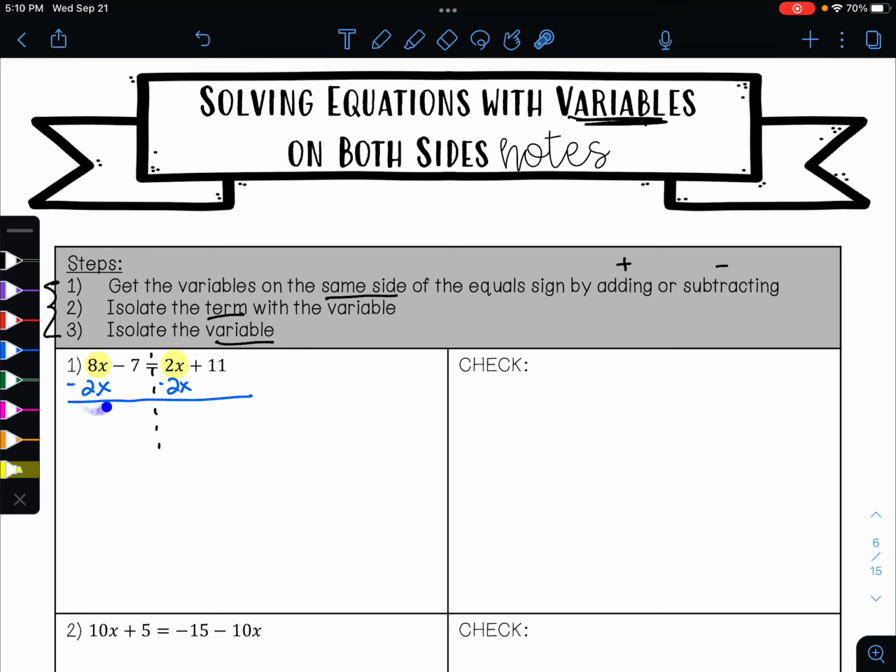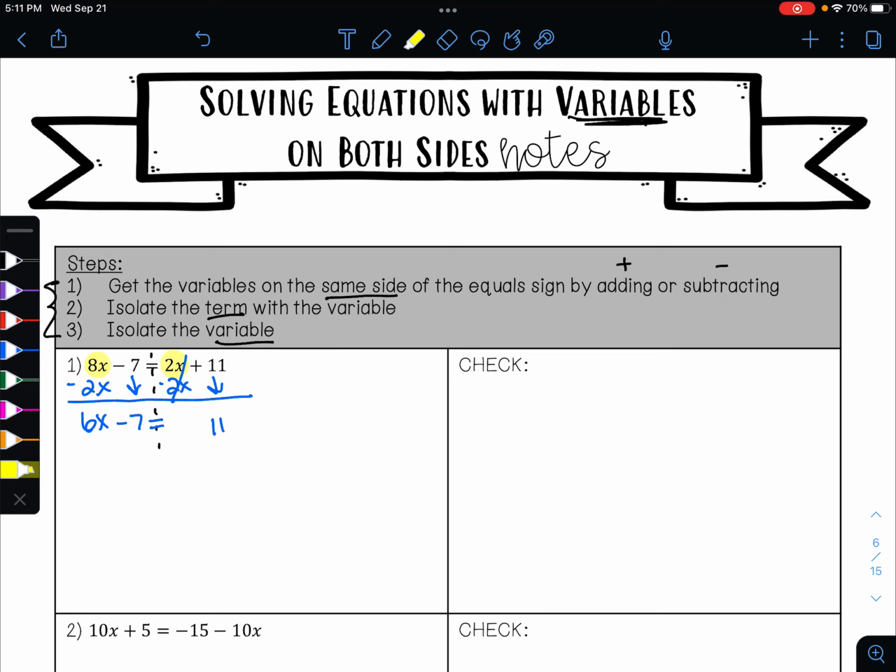Notice how I've lined up my x's because x's are like terms. Here, my 7 doesn't have a like term. My x's are lined up because those are like terms. Here, my 11 doesn't have a like term. There's nothing there. So, 8x minus 2x is 6x. I'm going to bring down that negative 7 and my equal sign. 2x minus 2x is 0. I'm going to bring down my 11.